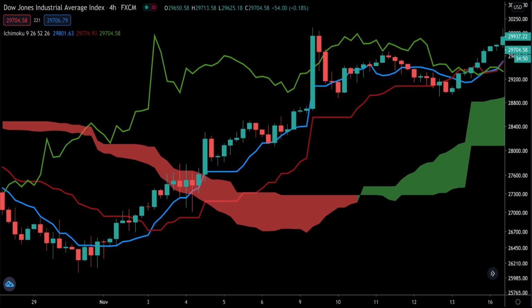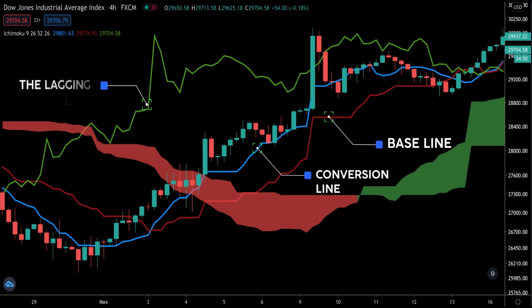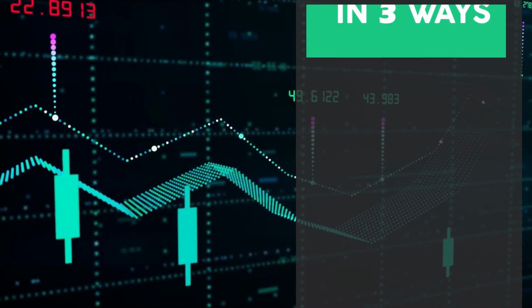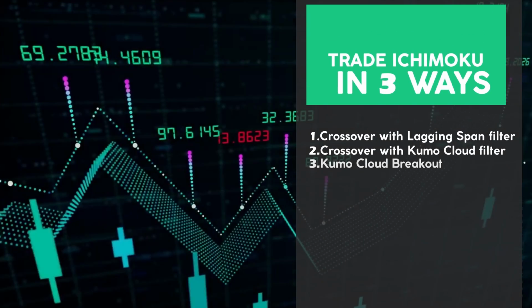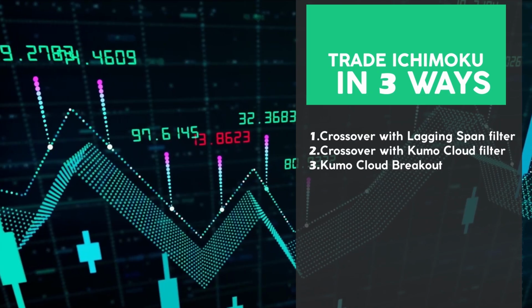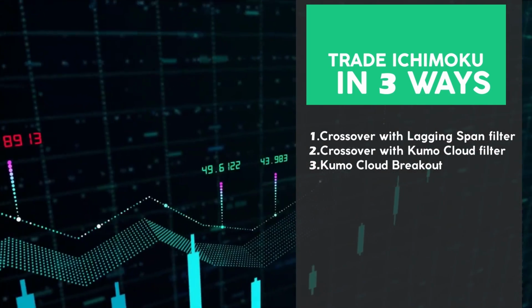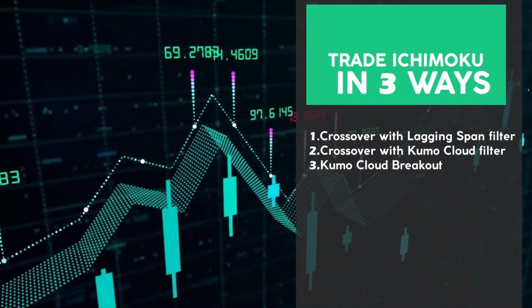Summing up this video, the Ichimoku indicator is a trend following indicator that has the fast moving conversion line, the slow moving baseline, the lagging line, and the Kumo cloud. We can trade the Ichimoku in three ways: the crossover with lagging span filter, the crossover with Kumo cloud filter, and the Kumo cloud breakout.